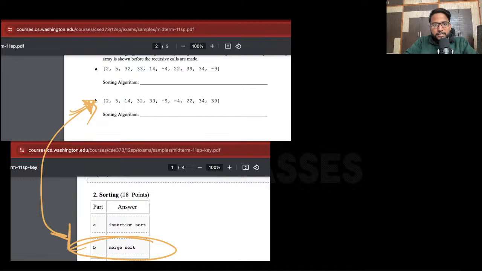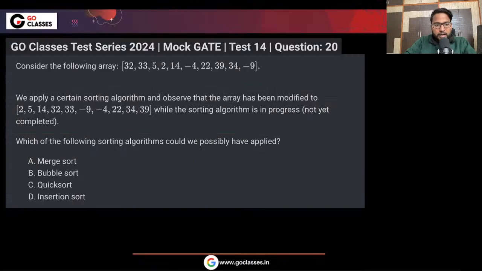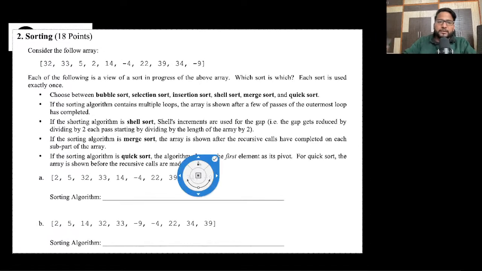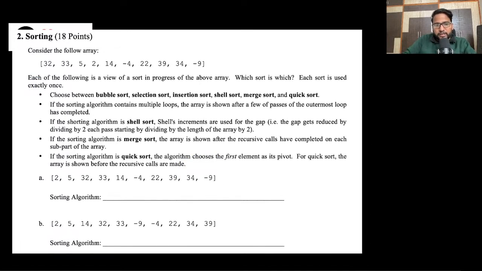Okay, let me just tell you the whole question. They've actually written what they mean by quicksort. The minimum number of swaps should be 0 in that question. By the way, the answer here is A and C. I mean quicksort could be the answer, but in their question I just saw that they have given the algorithm chooses the first element as a pivot. So they are saying that the algorithm can't even choose this 39 as a pivot.